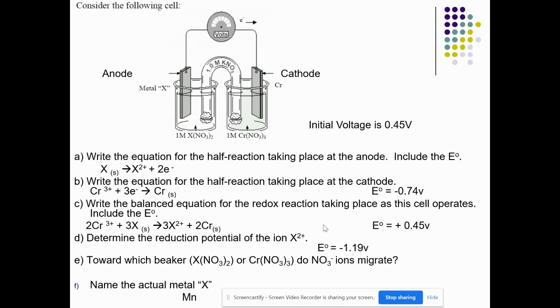And so it's positive 1.19 for our oxidation potential. Towards what beaker do the NO3- ions migrate? All right. So NO3-, these are anions, so they're going to go towards the anode. And the actual metal here is our Mn, and this is going to be at negative 1.19 volts.